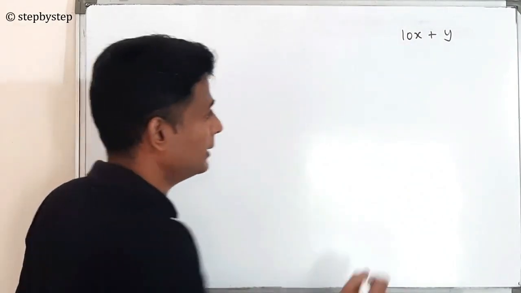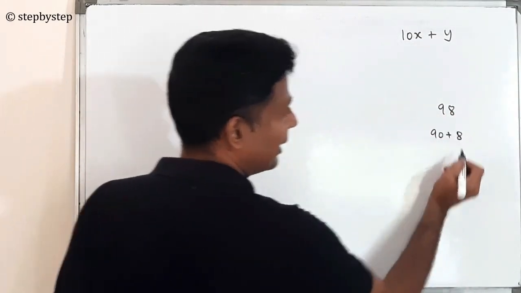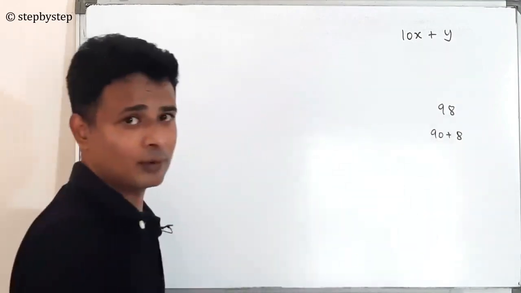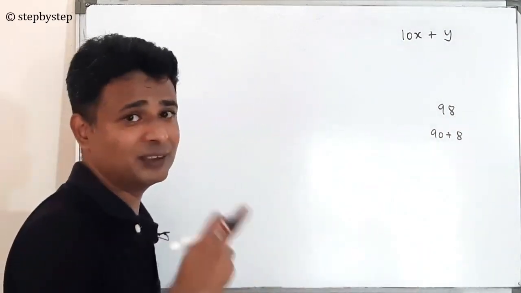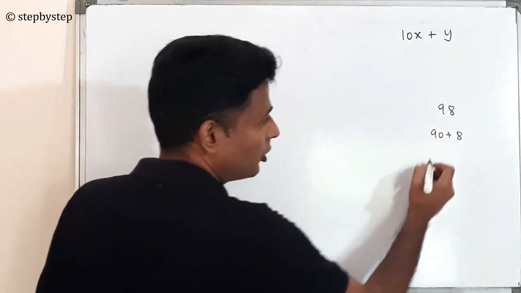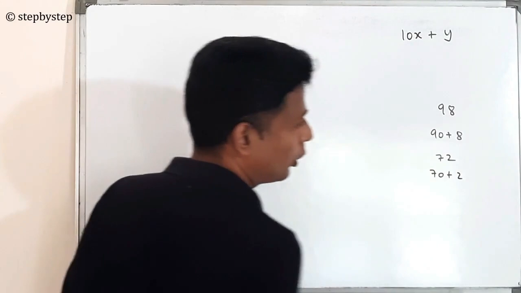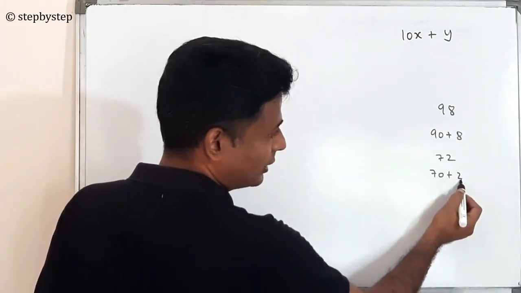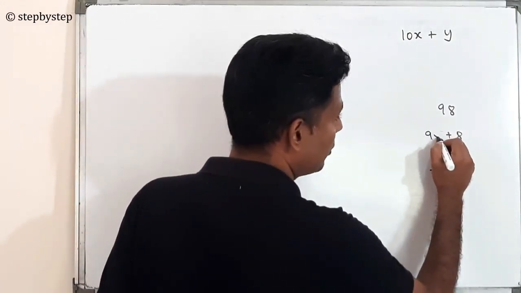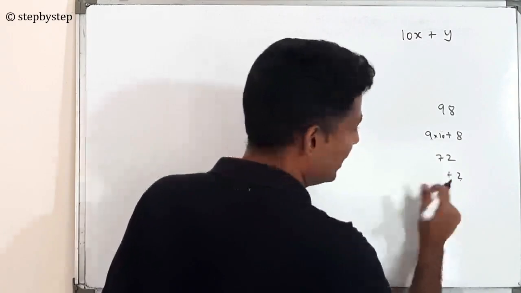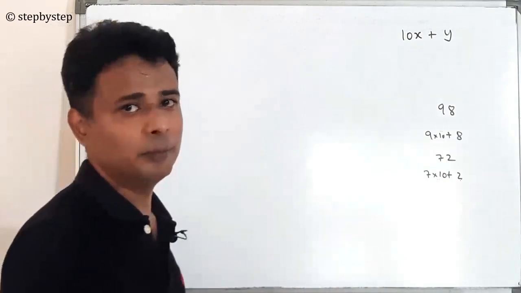So any two-digit number, guys, for example 98. How will you write this? 90 plus 8, right? You will not write it as 9 into 8. If you take x as 9 and y as 8, you cannot write it as xy because it becomes 9 into 8. xy means x into y. So you can write it as 90 plus 8. 72 can be written as 70 plus 2. Basically this 90 means 9 into 10 plus 8. This 70 here means 7 into 10 plus 2. This is what it means.